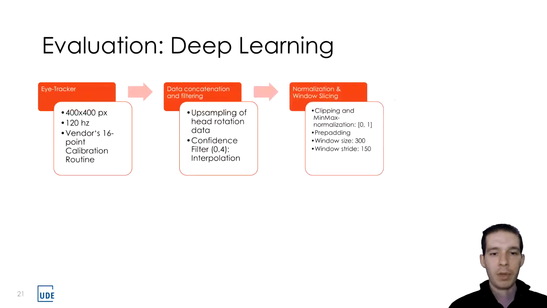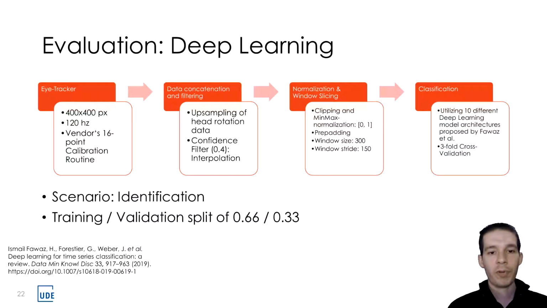In the third step, we apply a clipping and min-max normalization to fit all values into the range of 0 to 1. Moreover, we apply a pre-padding and make use of the sliding window technique where we set 300 as the window size, which corresponds to 2.5 seconds, and 150 to the stride so that we have an overlap of 50%.